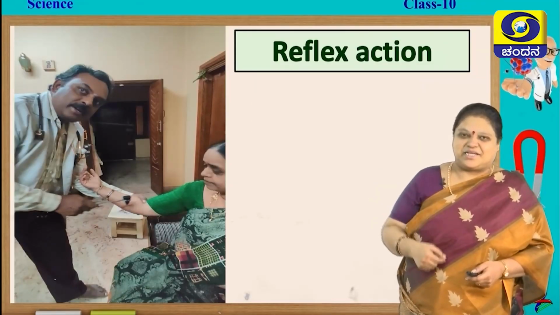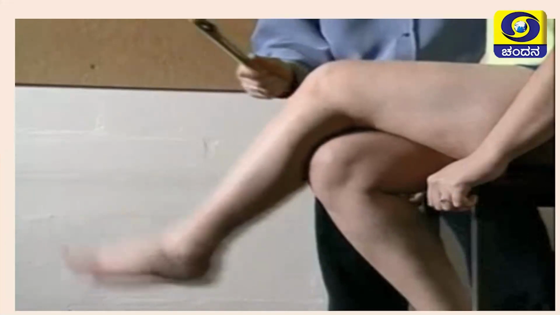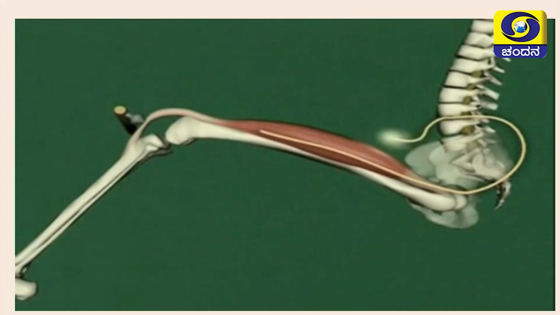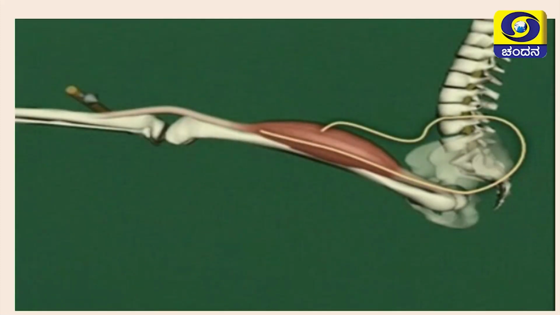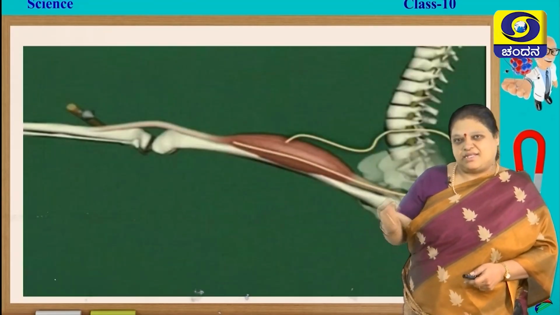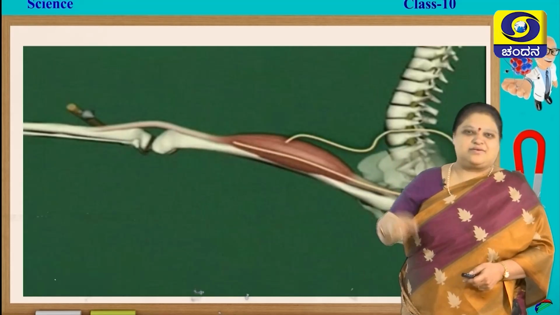Today let us see the answer for this. So let us see the video here. The doctor is tapping lightly near the knee portion, the impulse is going to the muscles, and from the muscles it is going to the spinal cord, again it is coming to the same muscle, hence there is a jerky movement. So the same thing will happen here also, in the hand also, on the leg also.